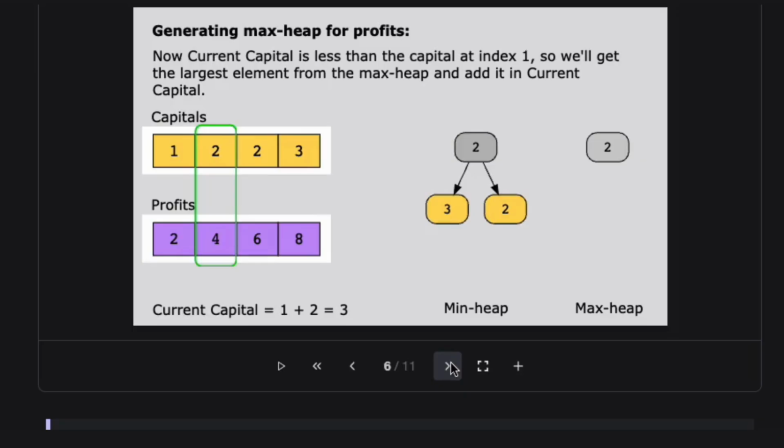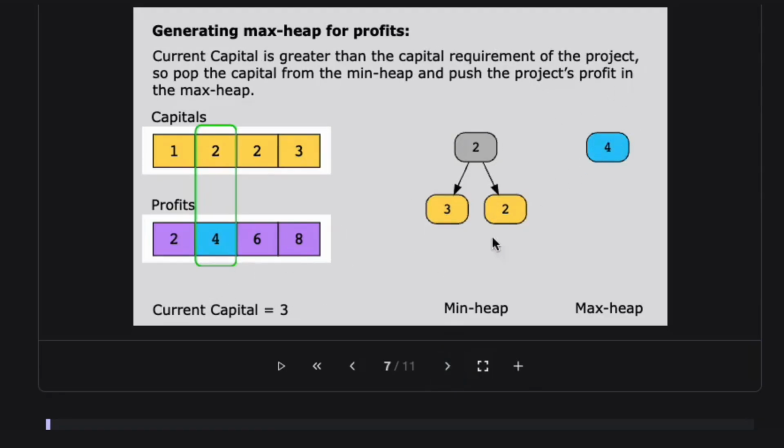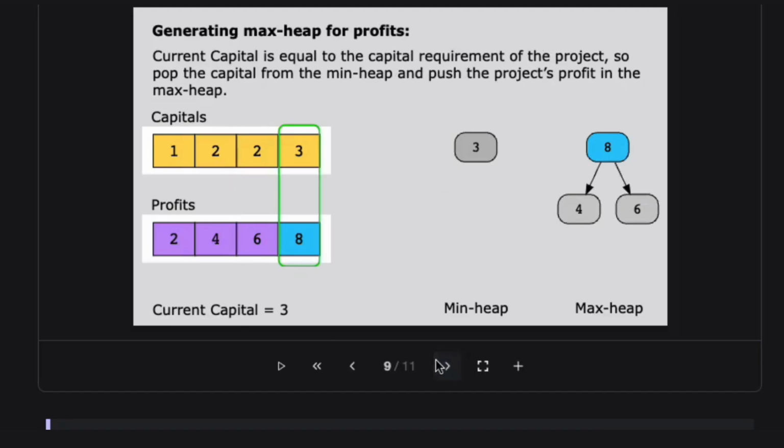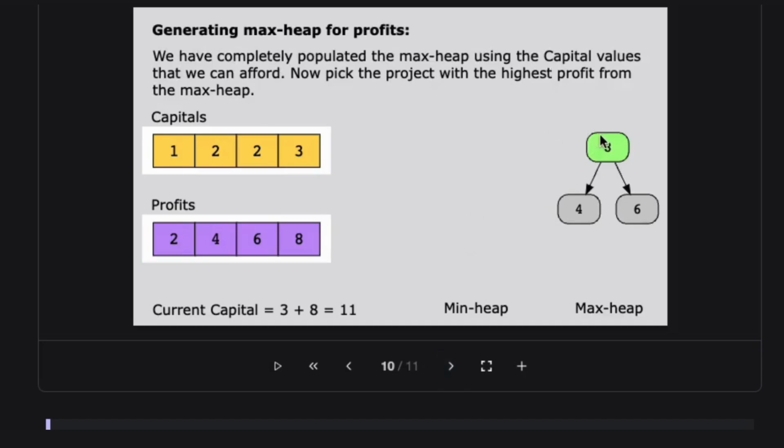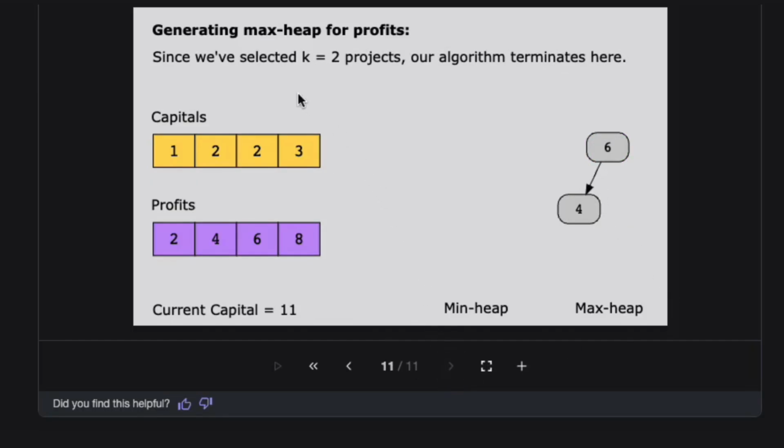So let's continue. So we have 2 and 4. So we're going to append 4 to that. Then let's continue. Remember, we popped that 1, 2 here. So we have 2 and 6. Let's see what's going to happen now. So we're going to put 6. We kept 6 there. We removed 2. Now we have 3 and 8. So our current capital is at 3. We appended 8, and now 8 is going to be the value with the most profits that Leetcode can make. Okay, so since we have selected K projects, our algorithm now terminates here.